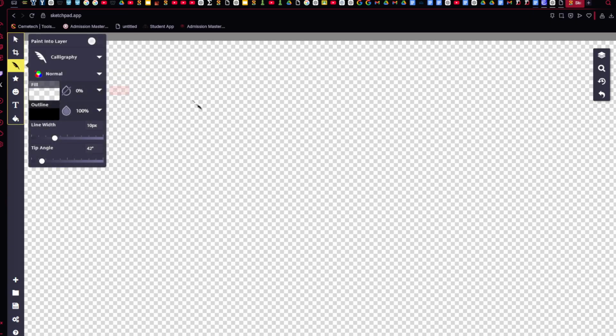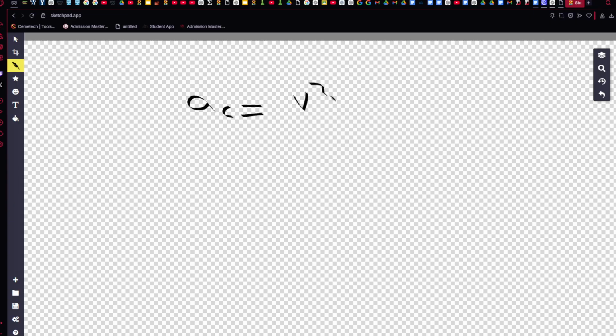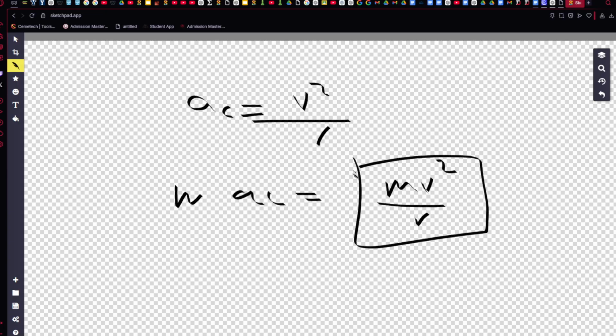5.3 is quite easy. So if AC is equal to V squared over R, how do you find the force? Well, you just multiply M on both sides, because remember that Newton says that MA equals force all the time. This is your centripetal force. So before that is the acceleration you need, and this is the force you will need.